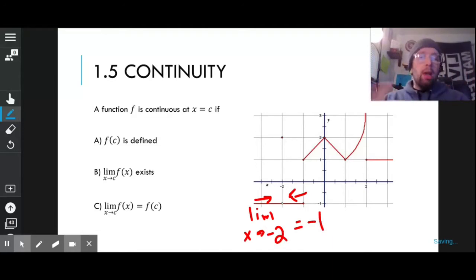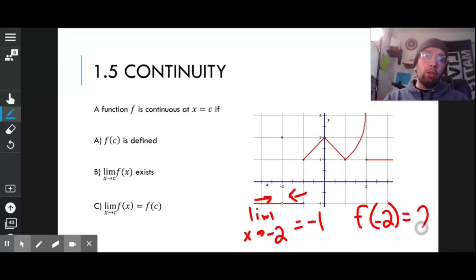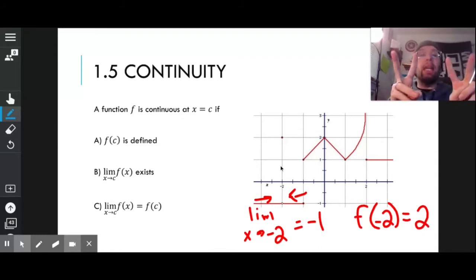However, if I asked you to find f of -2, that means where exactly on my graph is my f of x value when I plug in -2? Well, that answer is actually +2. If I were to plug in -2, I don't get that because that doesn't exist there. So the limit as x approaches -2 is -1. f of -2 is 2. They don't equal each other.